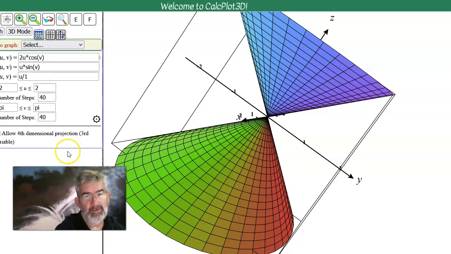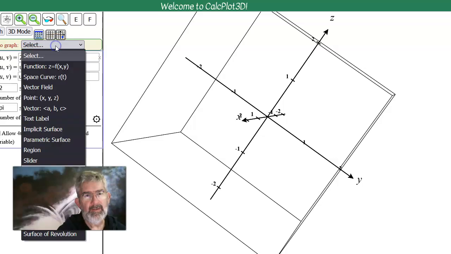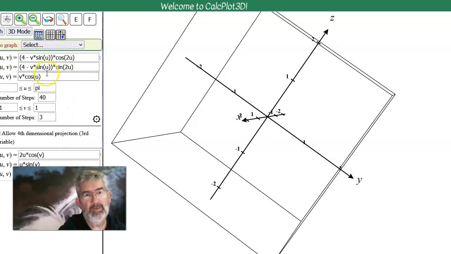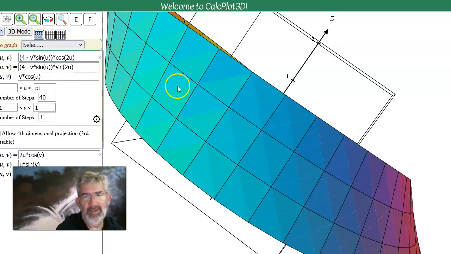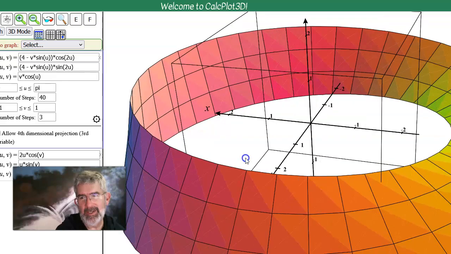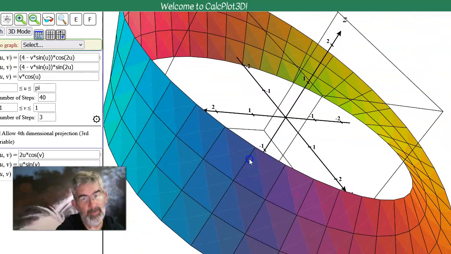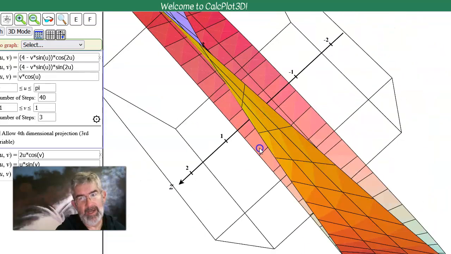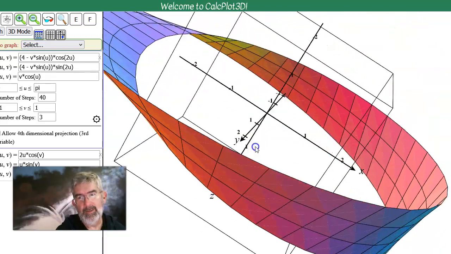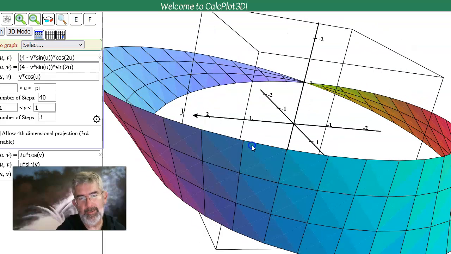It's interesting with CalcPlot 3D here. I'm going to turn this thing off for the moment. And if I go up here to select and say, just give me a parametric surface, it randomly gives you one. Sometimes it's a sphere, sometimes it's one thing or another. This time it happened to be, oh my goodness, a Mobius strip. I'm going to have to come back to this Mobius strip example in another video when we talk about orientable surfaces, because this one is not orientable.